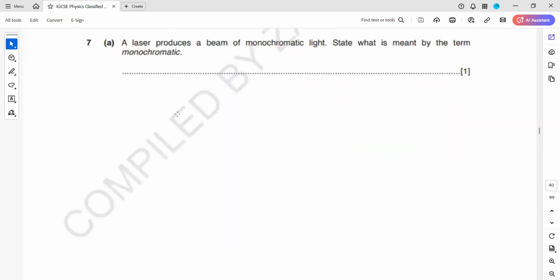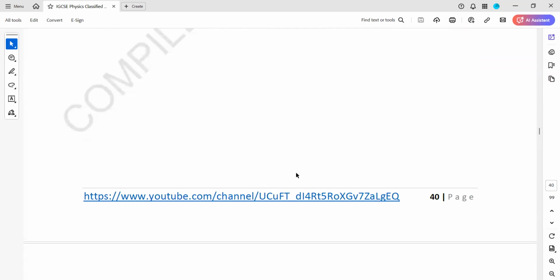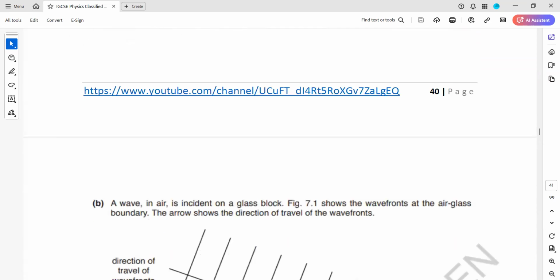A laser produces a beam of monochromatic light. State what is meant by the term monochromatic. The term monochromatic means light with a single wavelength. Light with a single wavelength or a single frequency is called monochromatic. Don't say light with one color. That is not the right definition. Monochromatic is light with a single wavelength.